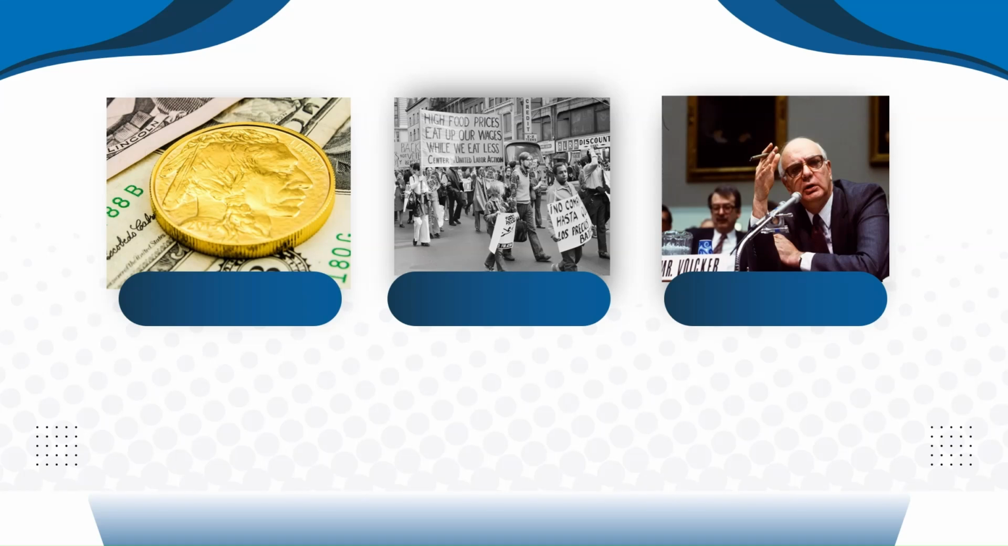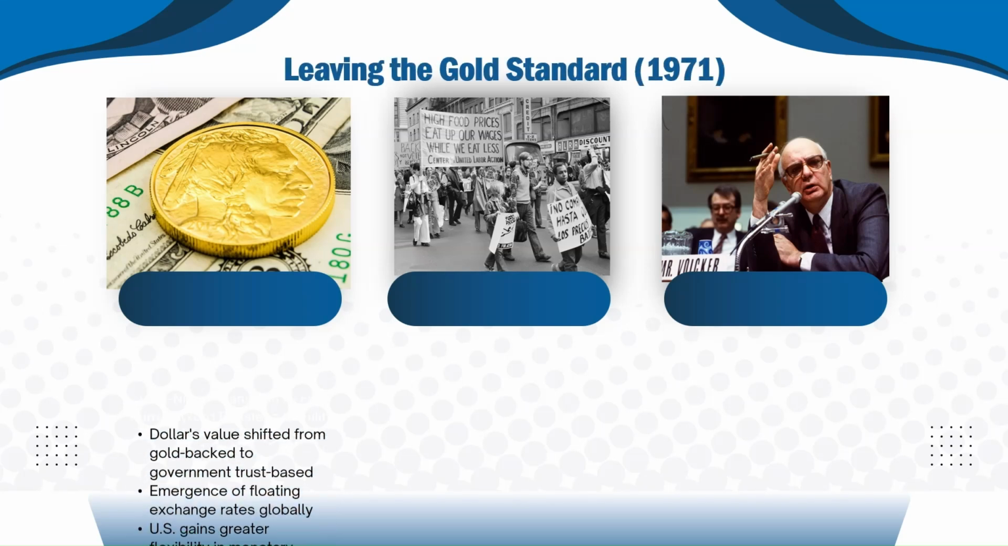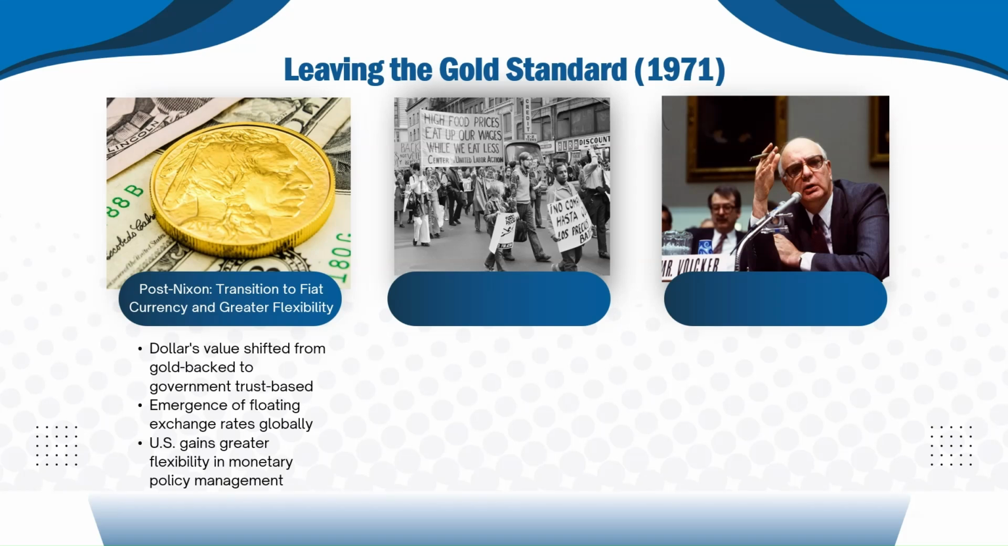After Nixon closed the gold window in 1971, the world entered a new era. Countries quickly abandoned fixed exchange rates and moved toward floating currencies. This gave governments more flexibility, but also more room to print and borrow and inflate the currency.